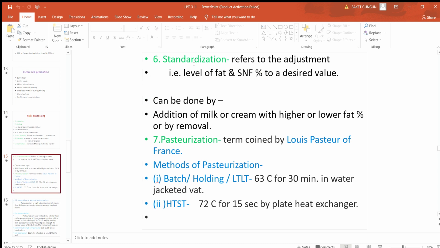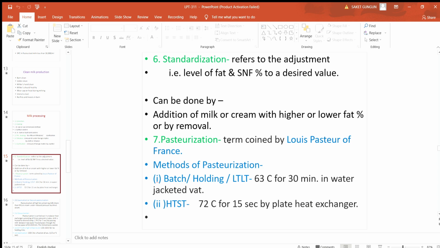Then standardization. It refers to the adjustment of fat and SNF level in the milk. The level of fat and SNF percent can be adjusted to the desired value so that milk price can be fixed according to the proportion of fat and SNF in the milk. It can be done either by addition of milk or cream with higher or lower fat percentage, or by removal of fat or cream. Then pasteurization.